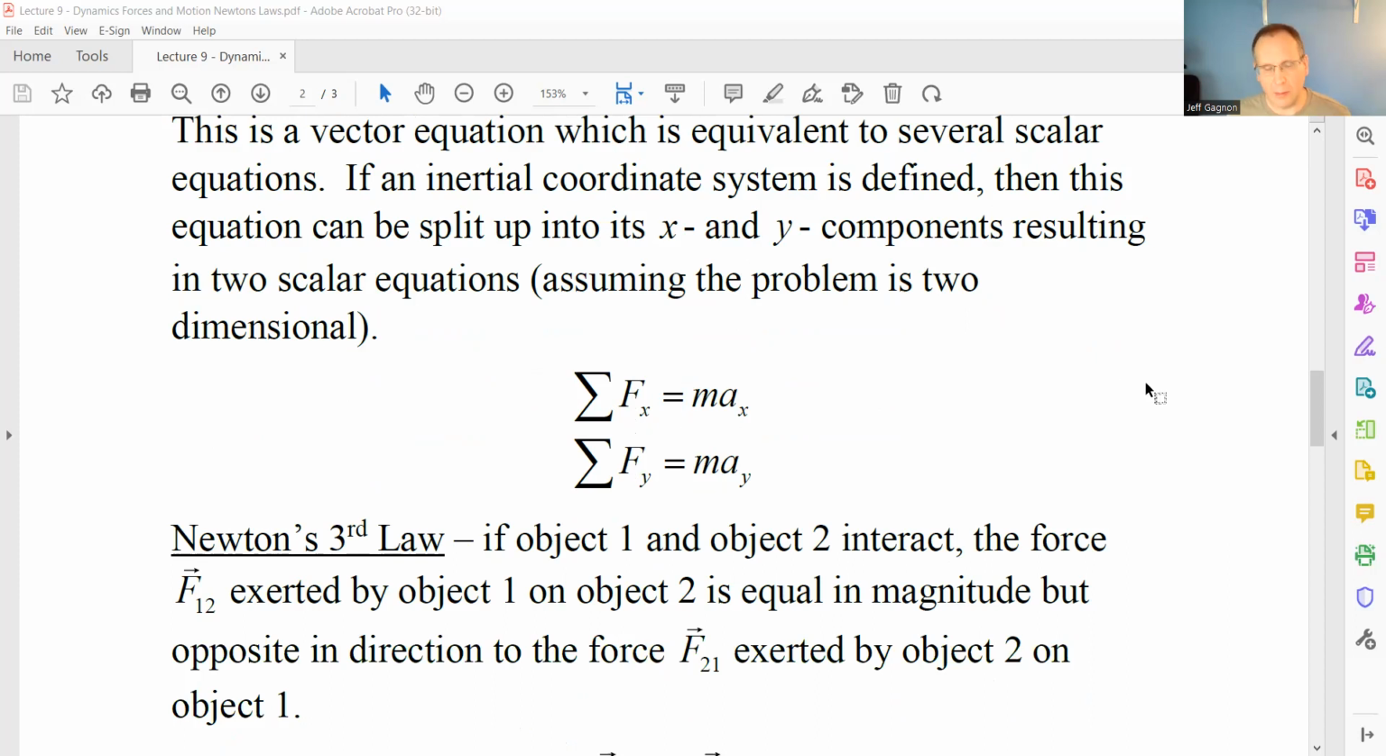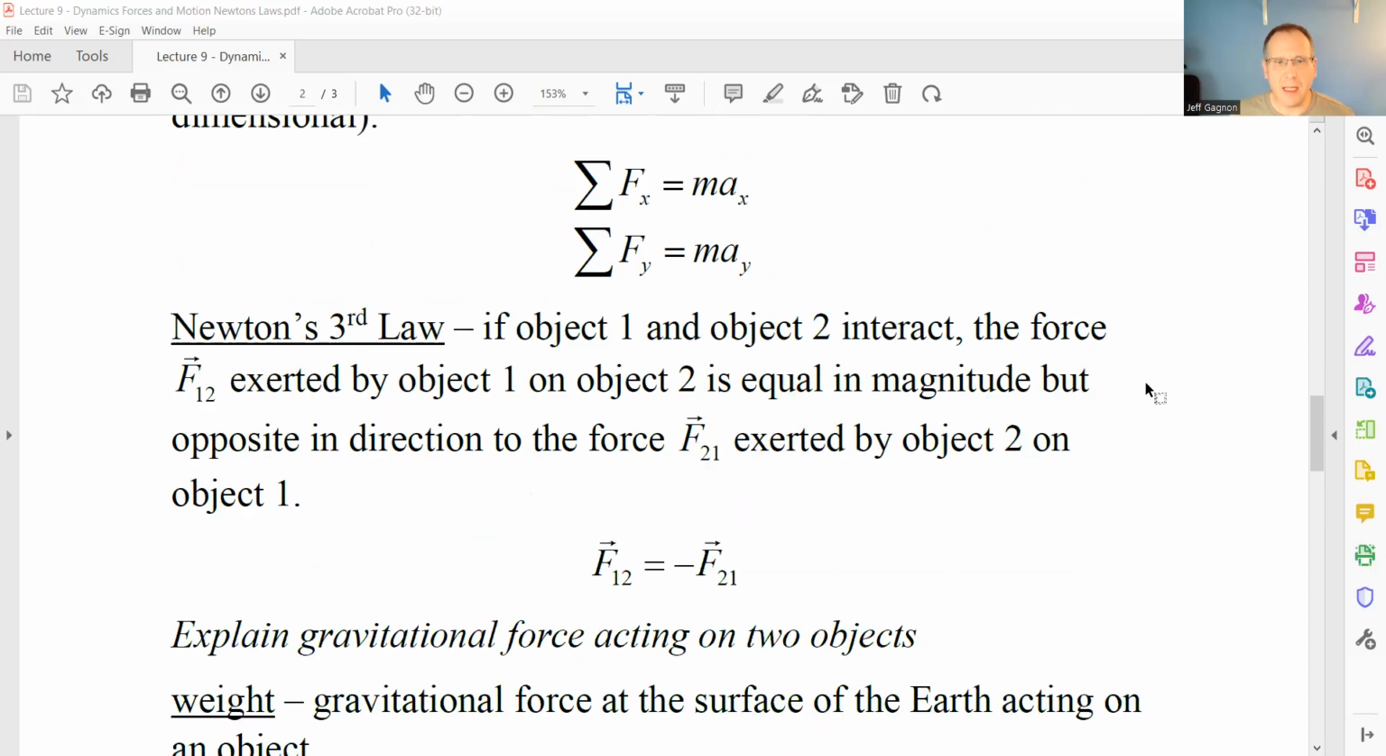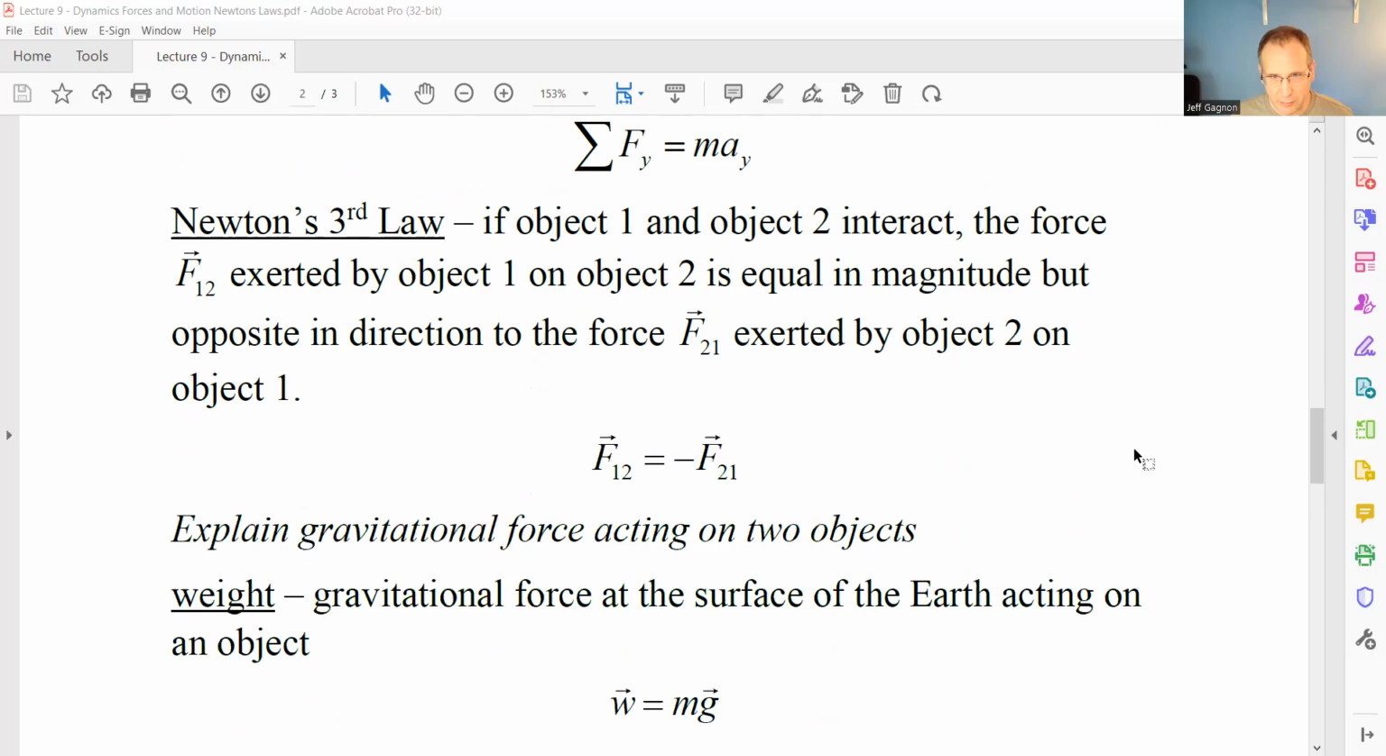Okay, and then Newton's third law, which is also really important. It says if object one and object two, let's say you have two objects, they interact, the force, which we call F12, it's a vector again, and this notation means the force exerted by object one on object two is equal in magnitude, but opposite in direction of the force F21. And this means the force exerted by object two on object one. So if two objects are interacting, right, there's a force on one of the objects due to the other object, and there's an equal and opposite force on the original object.